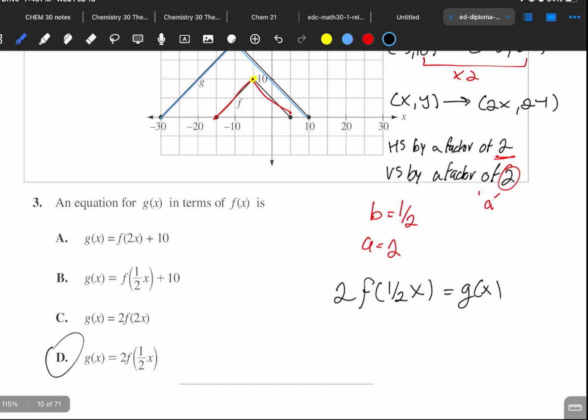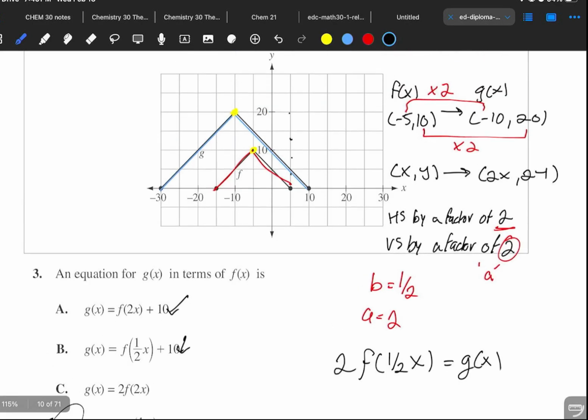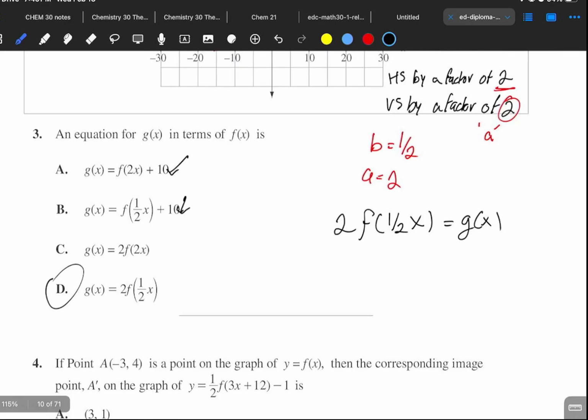And the reason we're not translating it 10 units up is because this whole graph of f of x would be moved 10 units up. Every point of this graph would be moved 10 units up, and that's not what this graph shows. So there's two stretches going on here.